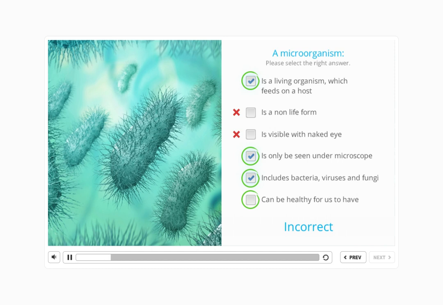A microorganism is only visible under a microscope, is a living cell that requires food from the host, which can be a human. Many microorganisms are valuable to our health and are part of our normal flora.